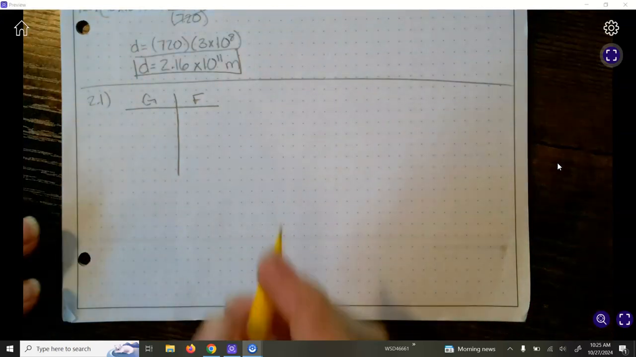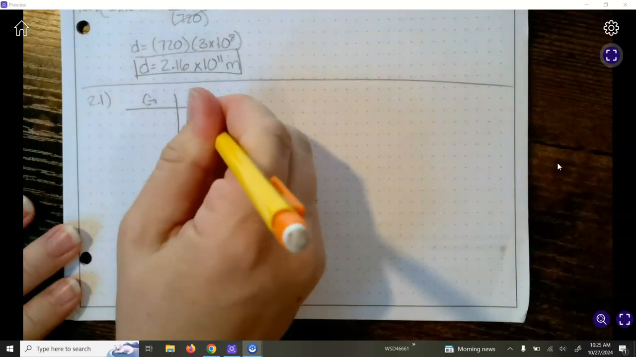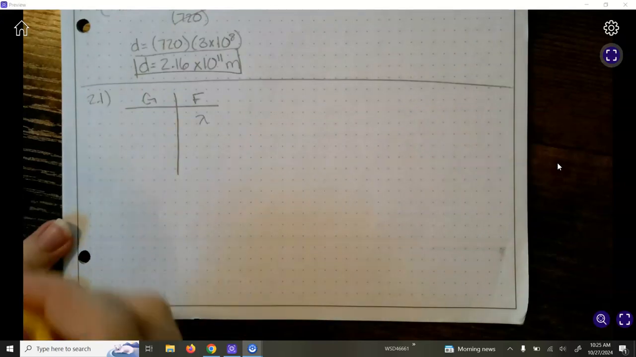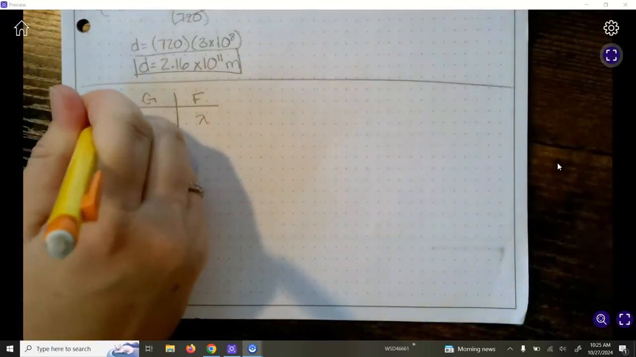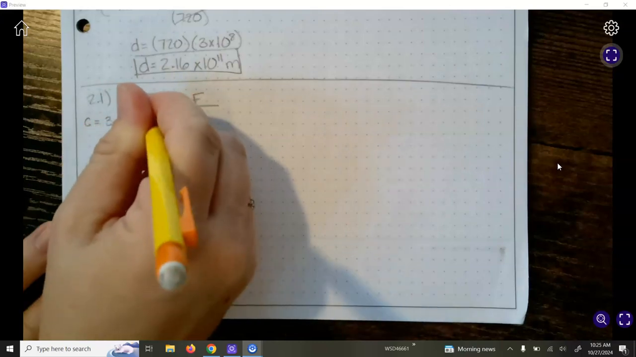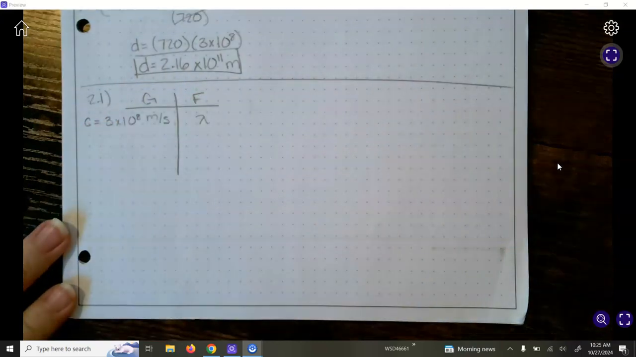Given and find. It's asking the question straight off the bat. What is the wavelength? So we're trying to find our wavelength, which is lambda. Remember, that Greek letter lambda stands for wavelength. It tells us that it's a light wave. And remember, we always assume the speed of light unless they give it to us separately. So the speed of light, c, is 3 times 10 to the 8th meters per second. Our speed of light is a constant.